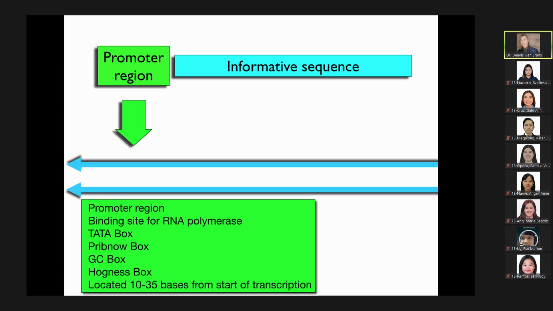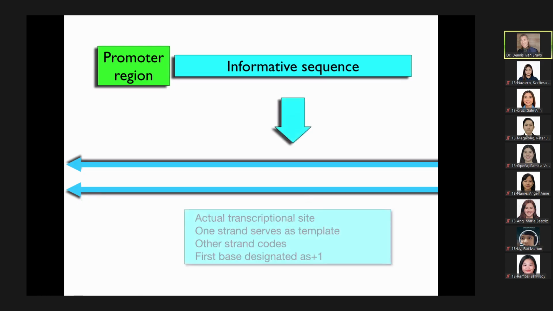The segment of DNA that is going to be transcribed is called the gene, and it has the following parts. There is the promoter region, which is the initial binding site for RNA polymerase. Now, there are different types of promoter regions. Some are called the Pribnow box, the GC box, TATA box, Hogness box, and so on. These are all located close to the informative sequence, which is the actual transcriptional site.